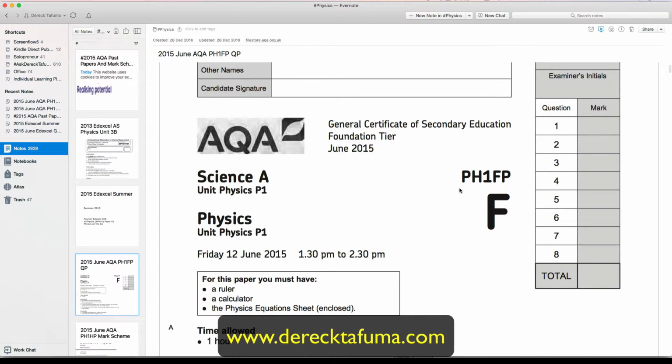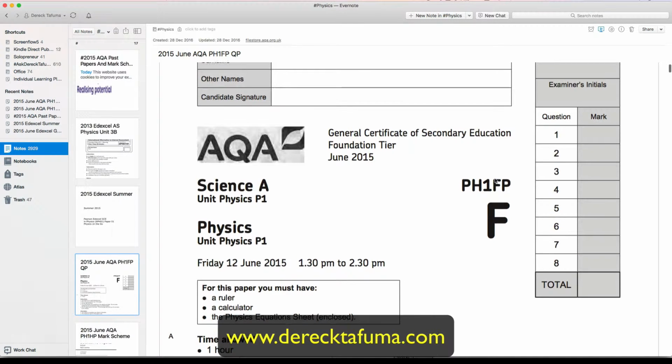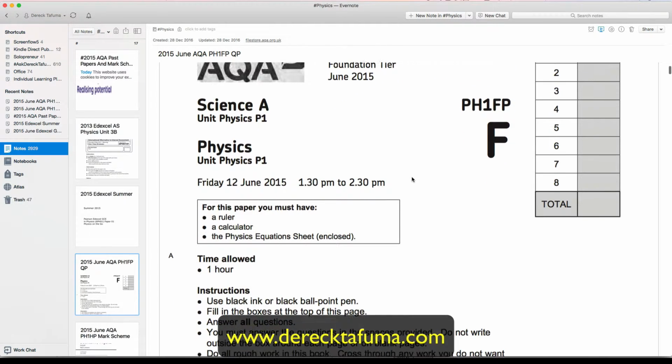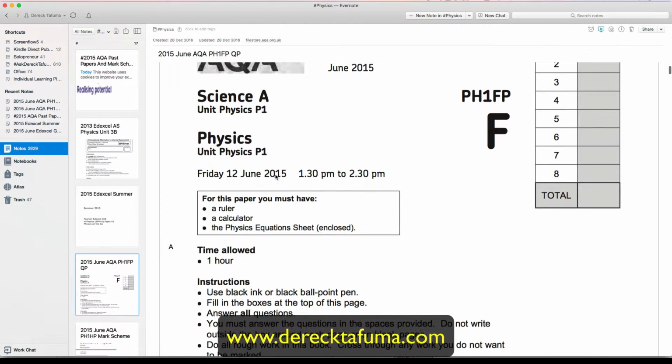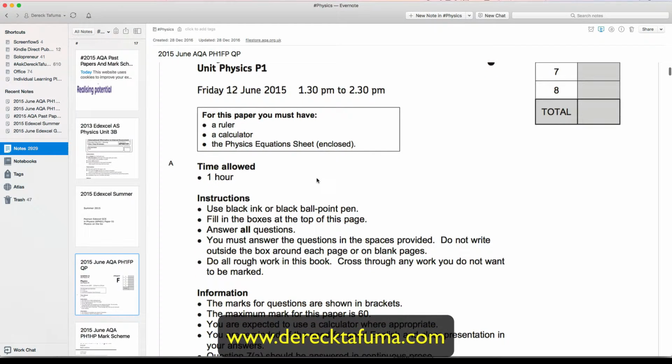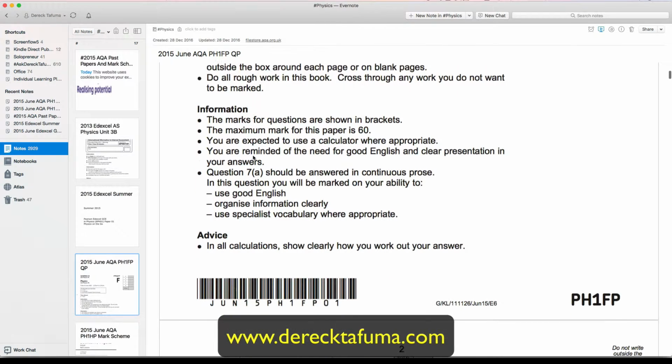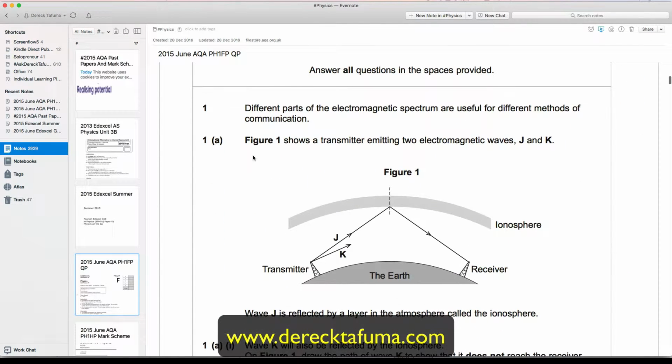code number PH1FP for foundation paper, and it's the June 2015. It's an hour long. For this paper you must have a ruler, a calculator, the physics equations sheet which is enclosed. So here is the first question.